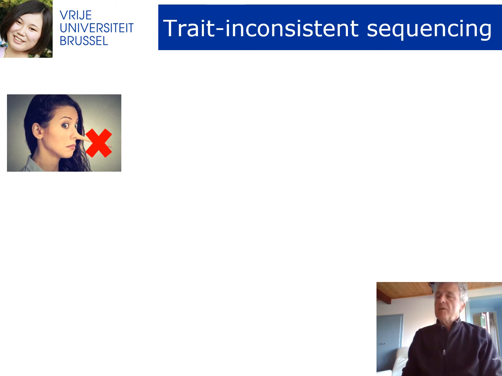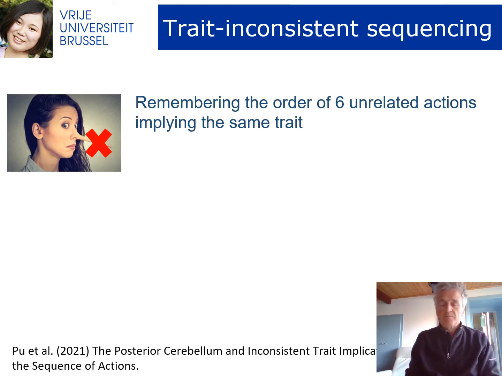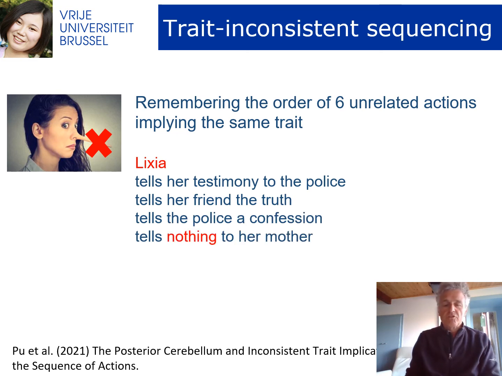Now, we had a number of follow-up tasks that were quite of interest. For example, imagine now that this person is lying or not lying, and that there are some inconsistencies. So, for example, we tell about Lixia, the same task where they have to memorize the order of these 6 unrelated actions, but related to the same trait or not. Lixia tells testimony, friend the truth, confession, does nothing, tells a lie.